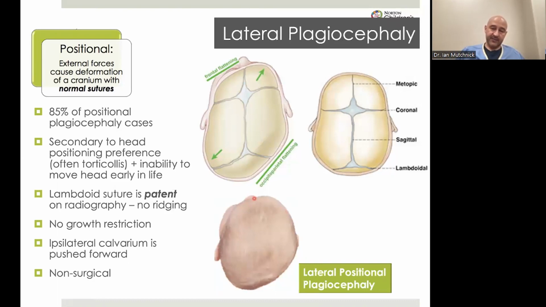If this comes to my office, I usually do not need any radiography, so don't feel obliged to do that before you send them to us. And again, there's no growth restriction. There's just a time pressure curve that can translate through the ipsilateral side of the head.